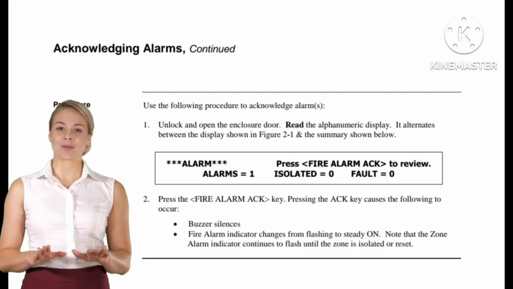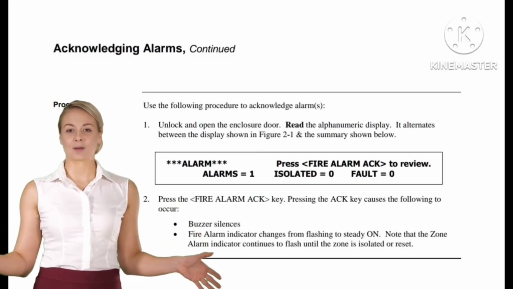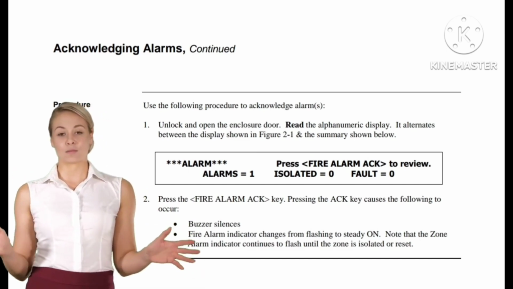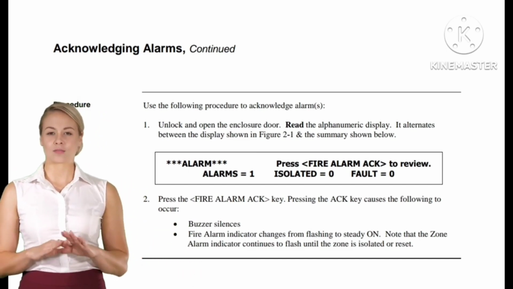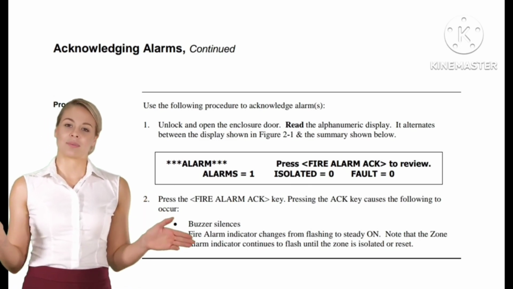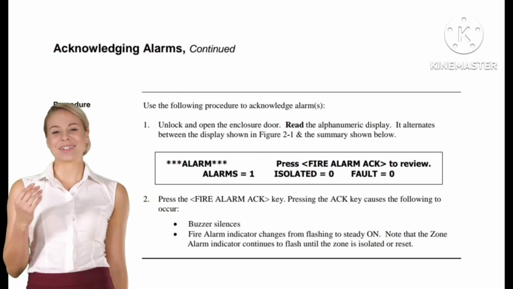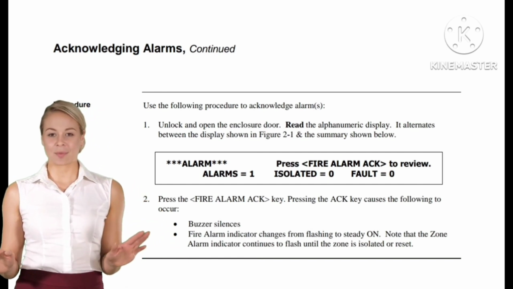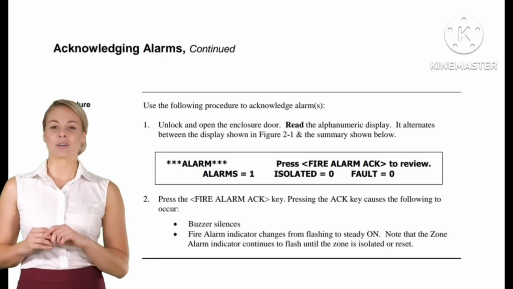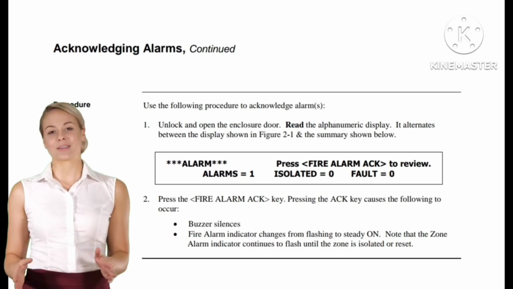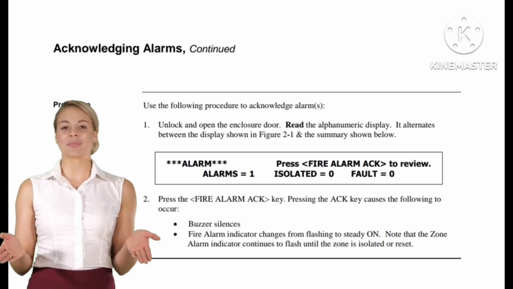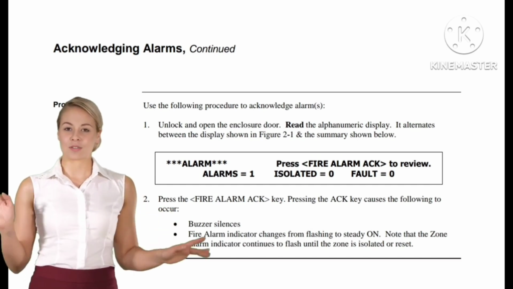Use the following procedure to acknowledge alarms. Unlock and open the enclosure door. Read the alphanumeric display. It alternates between the display shown in figure 2 and the summary shown below: Alarm, press fire alarm F to review. Alarms 1, isolated 0.02. Press the fire alarm F key. Pressing the F key causes the following to occur: buzzer silences, fire alarm indicator changes from flashing to steady on. Note that the zone alarm indicator continues to flash until the zone is isolated or reset.